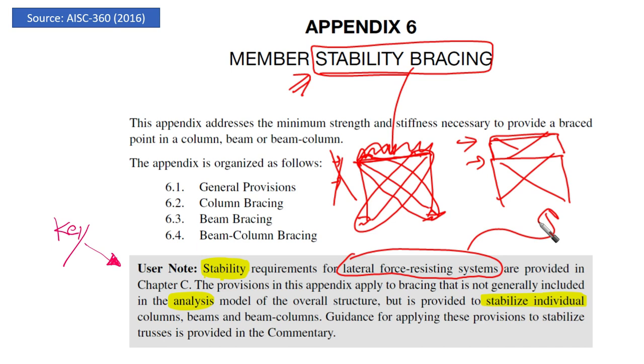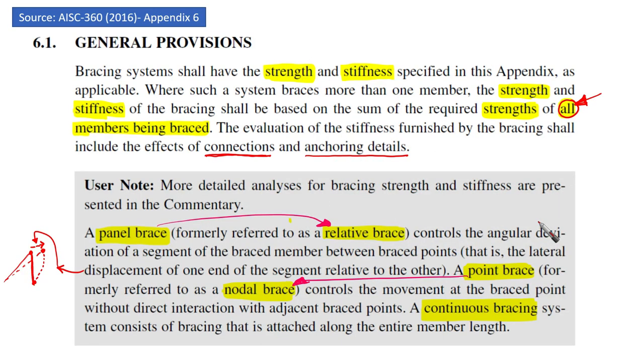Okay, let's go to the next part, and here we're going to talk about the general provisions. It's very important for us to know about these general provisions. You can find them, as I said, in AISC 360, Appendix 6. We are always talking about 360, because we are talking about the design provisions. General provisions: the bracing systems shall have, as I said, strength and stiffness specified in this appendix as applicable.